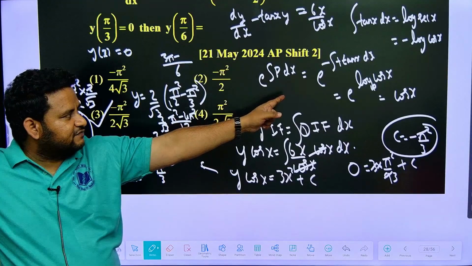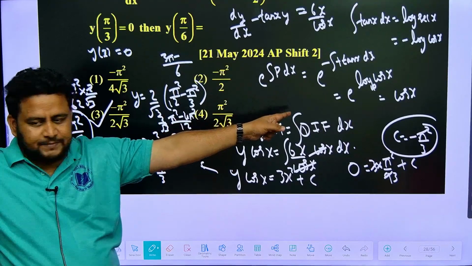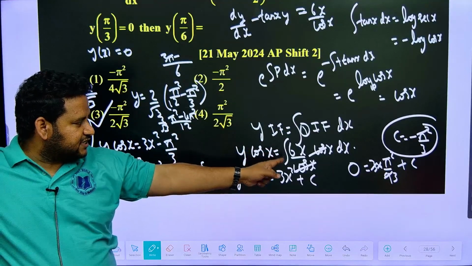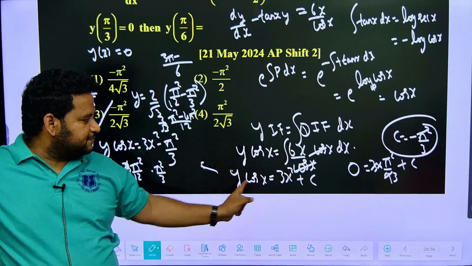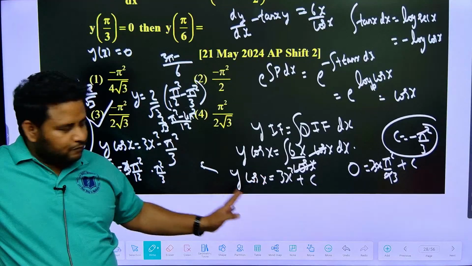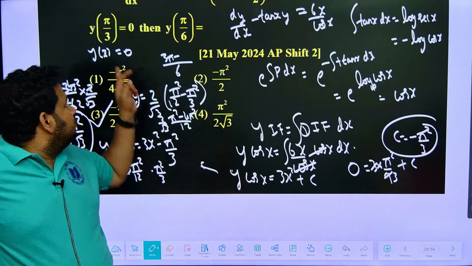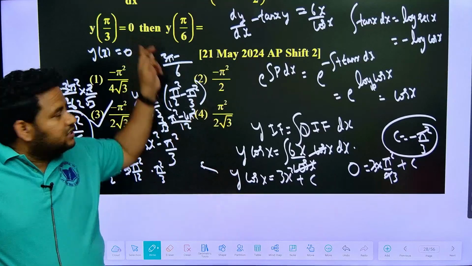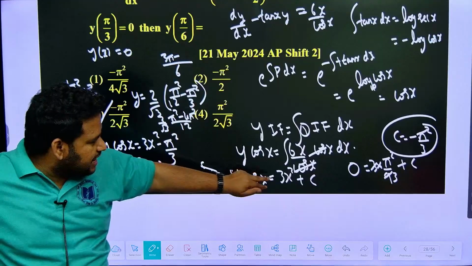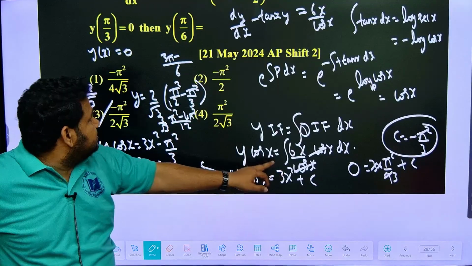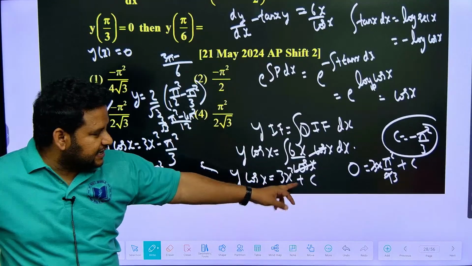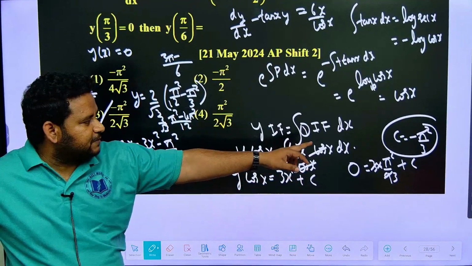So I will get the integrating factor as e power log cos x to the base e, which is cos x. If I put it here, y into cos x equals integral of 6x by cos x into cos x dx, which gives me y into cos x is equal to 3x square plus c. Clear till here? Now when I put x equal to pi by 3, I will get y equal to 0. If y is 0, this entire LHS will be 0. So I will have 3 into pi by 3 whole square plus c equals 0. Using that I will get the value of c. C will be minus pi square by 3.